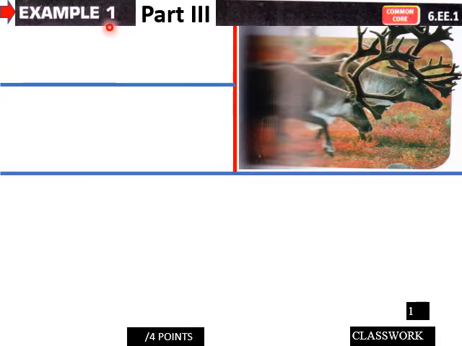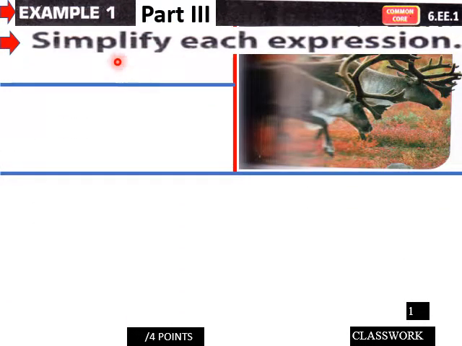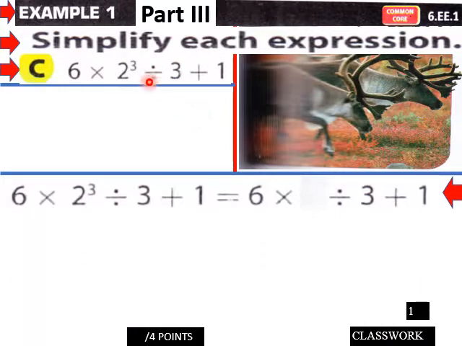We're going to go right into another example here, example 1, part 3. And for this, we're going to simplify each expression again. So we have C here, 6 times 2 to the third power divided by 3 plus 1. So the question here is, what is 2 to the third power, students? Evaluate 2 to the third power, and you'll get 8, right? 2 times 2 times 2 is 8.